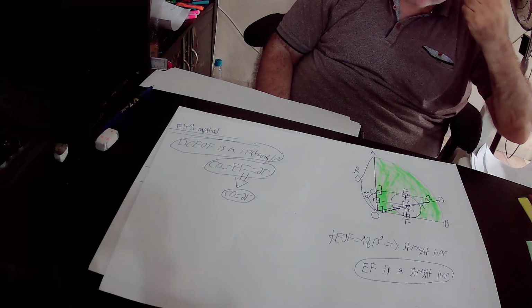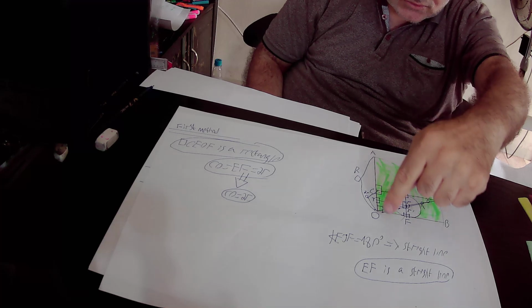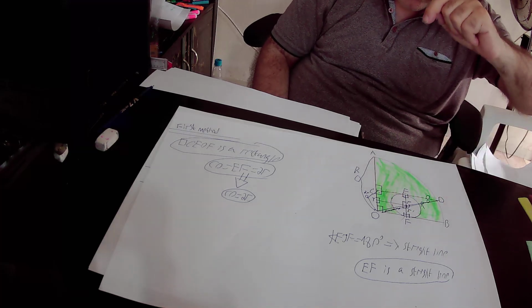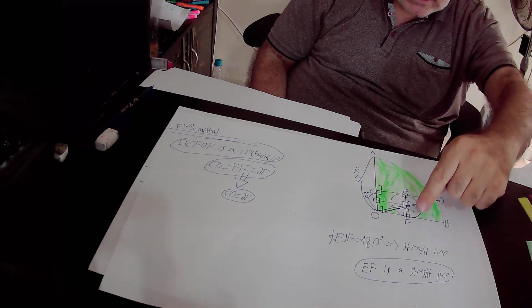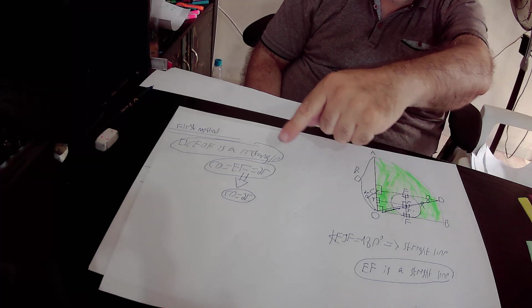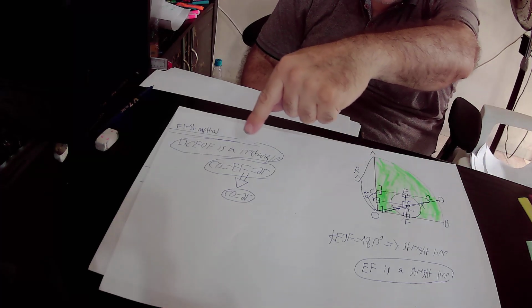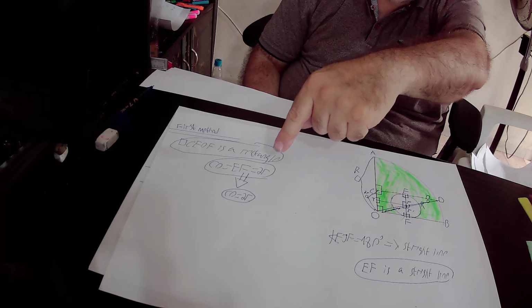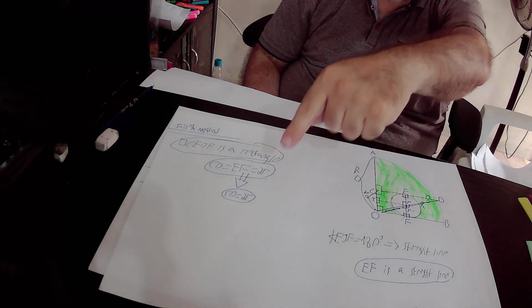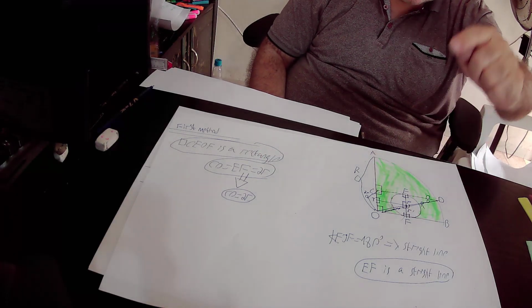We know that the opposite sides of a rectangle are equal to each other. That is to say CO equals EF. But we have already found out that EF equals R plus R, that is 2R. And from this equation CO equals EF equals 2R, we derive that CO equals 2R. Here CO equals 2R.